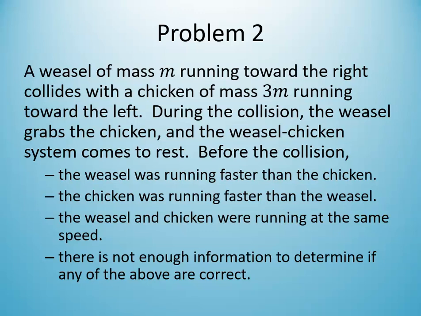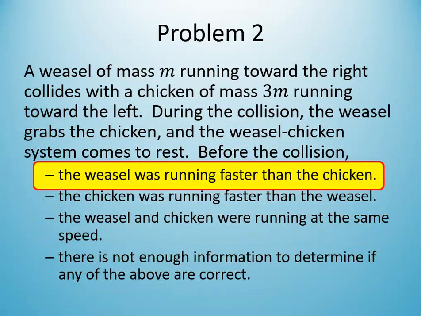So in this case, again, the total momentum after the collision is 0, which means the total momentum before the collision must have been 0 as well. But remember, momentum is mass times velocity, and this chicken has a mass 3 times the mass of the weasel, which means the chicken must have had a velocity 1/3 the velocity of the weasel in order to cancel out the weasel's momentum going the opposite direction, so the total momentum is 0. So the weasel must have been running faster than the chicken, 3 times faster in fact.